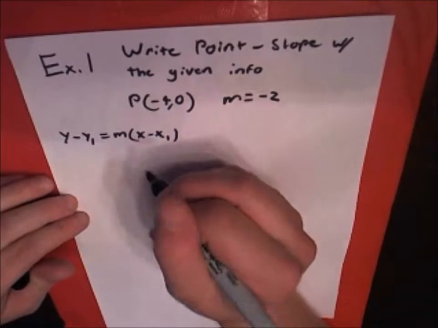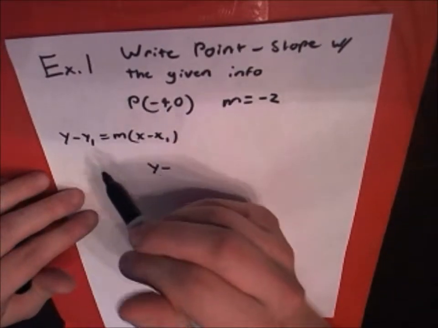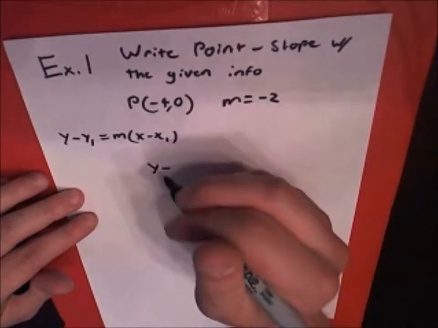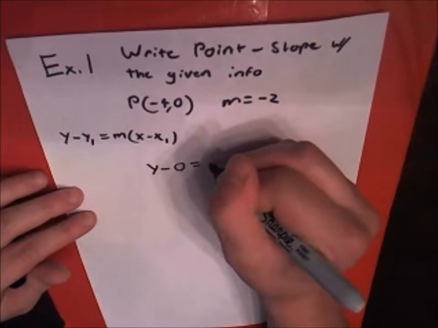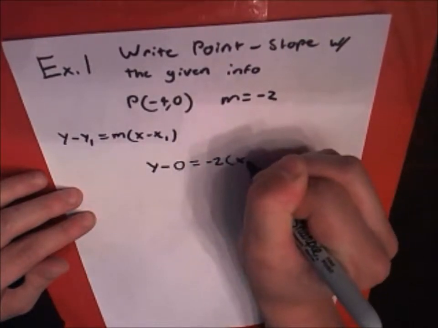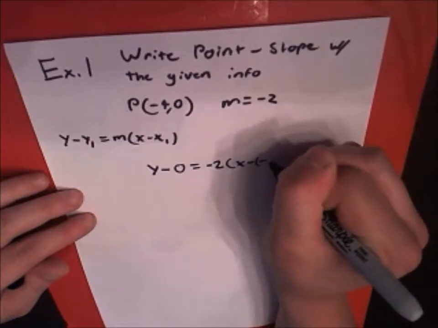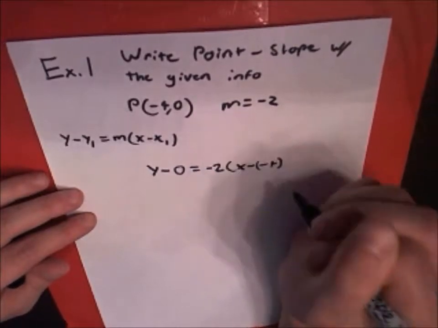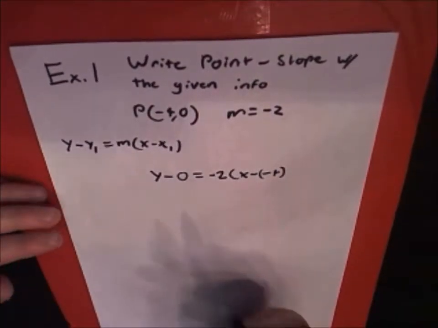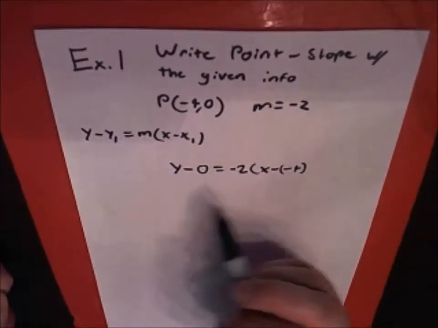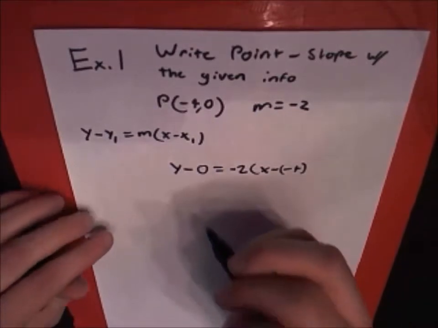Now we don't know what y is, so we put y minus, but we know what y1 is, and that is our 0 here from the point. So y minus 0 equals negative 2, bring it down here, x minus x1, which is negative 4, so just minus negative 4, of course this changes to a plus. So this is our final answer here in point slope, or we can get really fancy and write it in slope-intercept form, which this drops down nicely to.